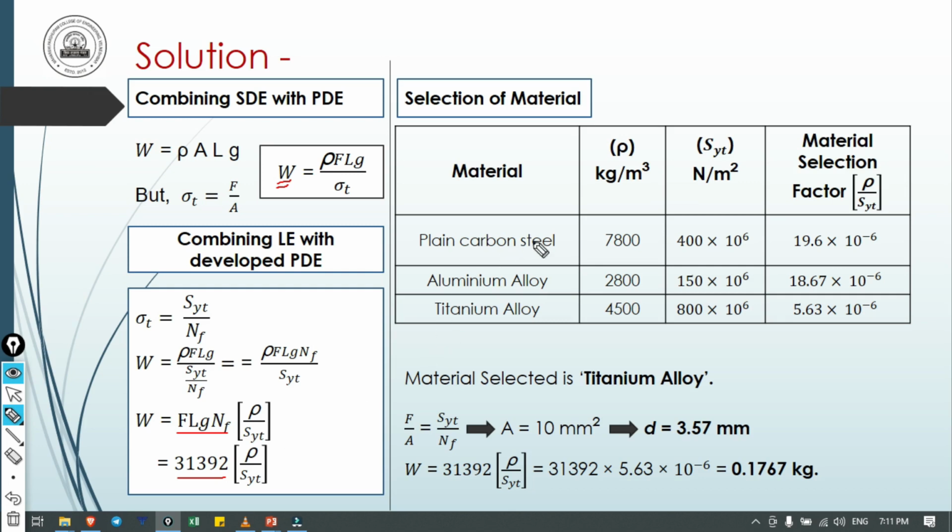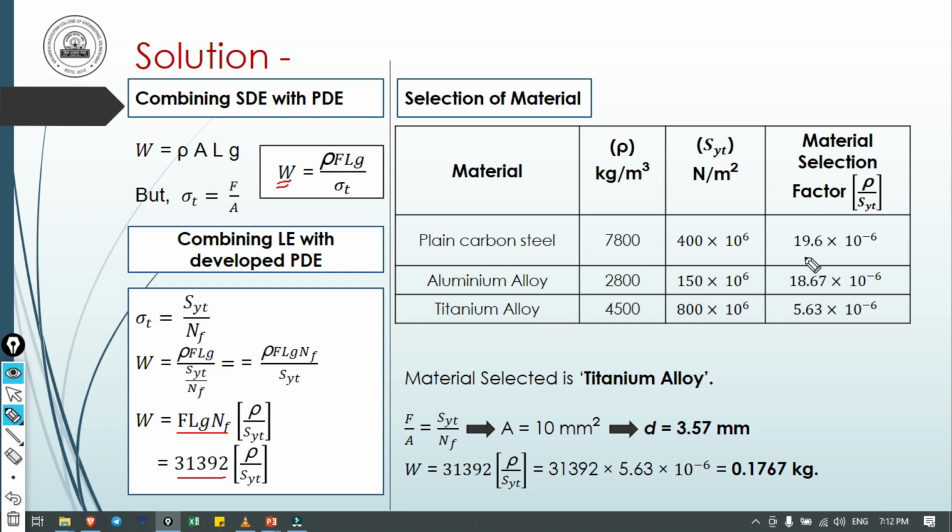Okay. Now we'll select the material. How? We'll simply compare it by substituting the values of rho by SYT into this formula of W. So the material selection parameter is now directly proportional to this weight. So whichever is the lowest value of this material selection factor, that will give you the lowest value of weight. So we'll calculate now the material selection factor for each and every material.